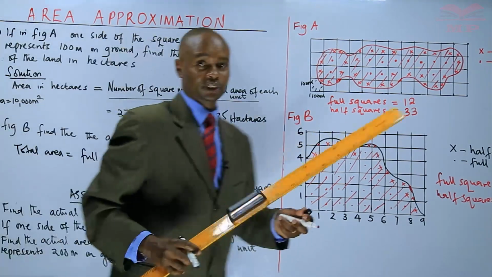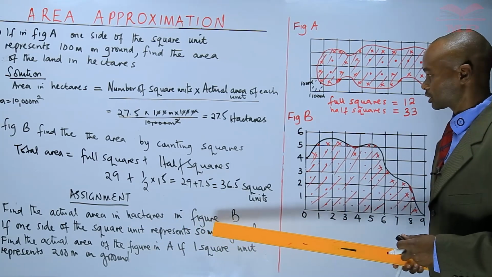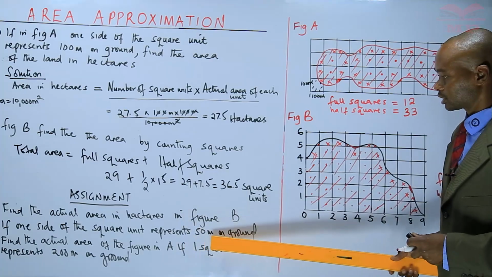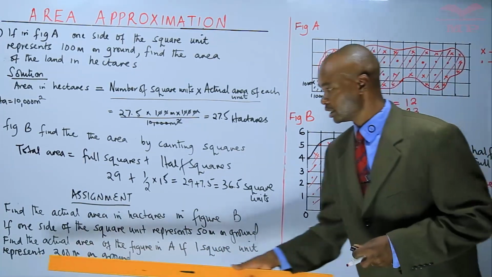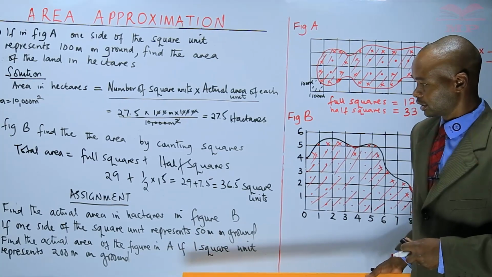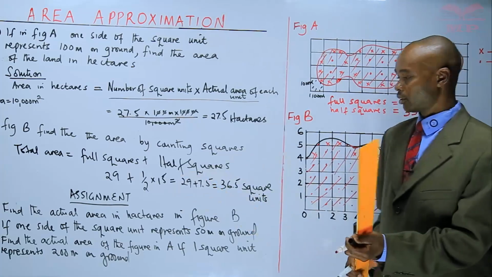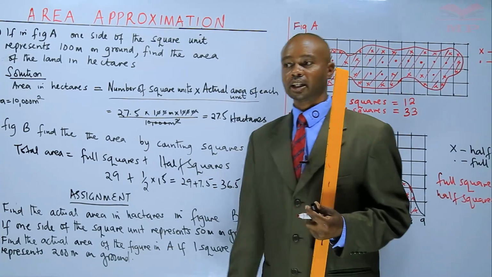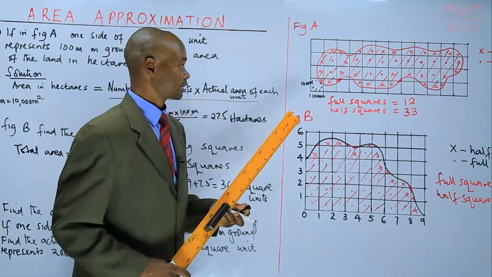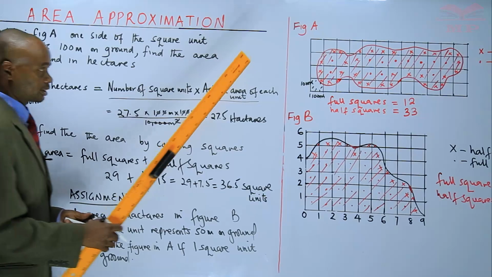so Lana, those are the questions related to our figures. Find the actual area in hectares in figure B if one side of the square unit represents 50 meters on ground. And number 2, find the actual area of the figure in A if one square unit represents 200 meters on ground.